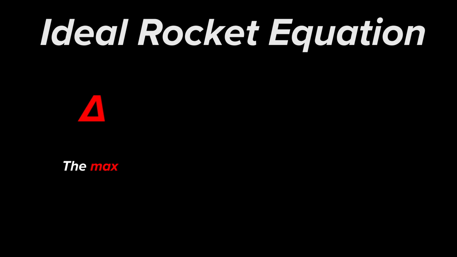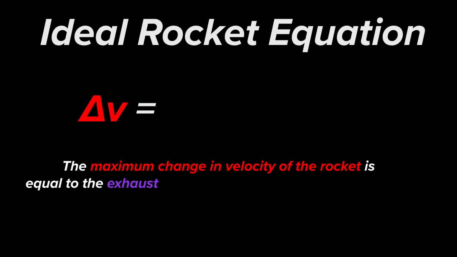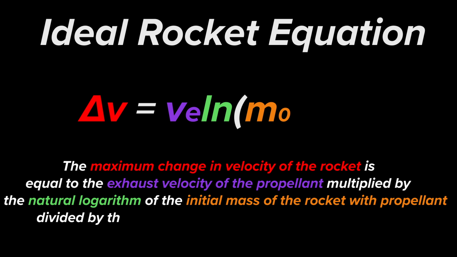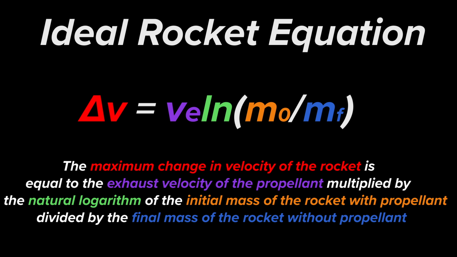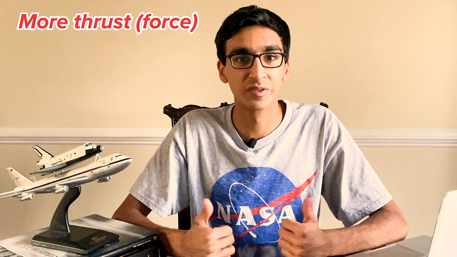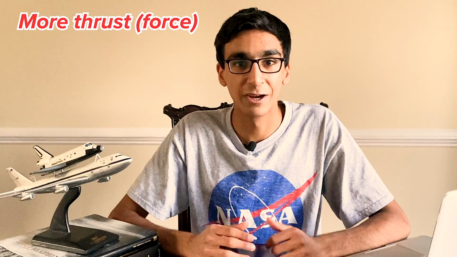So the maximum change in velocity of the rocket is equal to the exhaust velocity multiplied by the natural logarithm of the mass of the rocket with the propellant, which is the initial mass, divided by the mass of the rocket without the propellant, which is the final mass. I get that this equation may seem confusing, and it kind of is, but let's see why it actually makes sense. The exhaust velocity refers to how fast all of that hot exhaust gas is being pushed out of the nozzle. A higher velocity gives you more thrust, or more force, which in turn allows the rocket to have a higher acceleration and reach a greater maximum velocity.